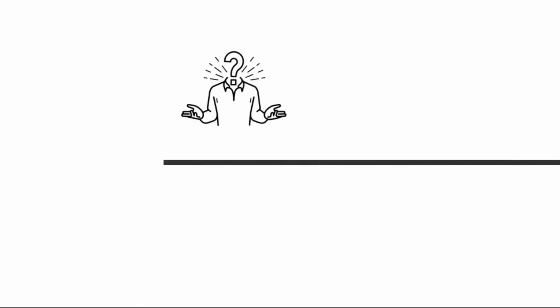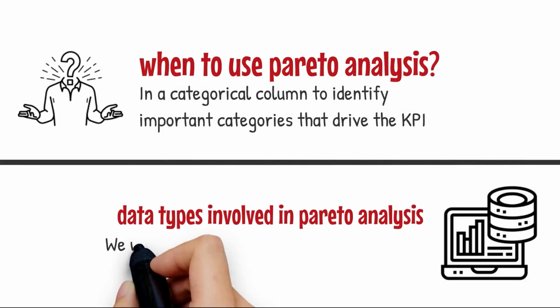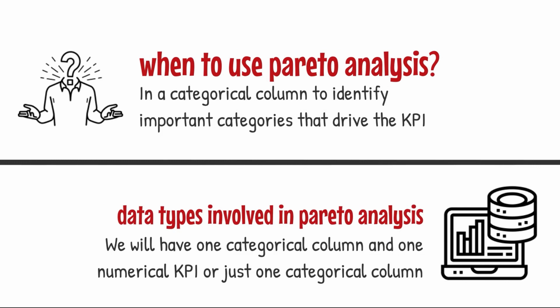Let's summarize what we learned in Pareto analysis. Whenever we want to identify important categories that drive our KPI, we can use Pareto analysis. If we look at the kind of data types involved, many times we will have one categorical column and one numerical KPI. At times, we might have just one categorical column, in which case we might use the frequency of the category as a metric.